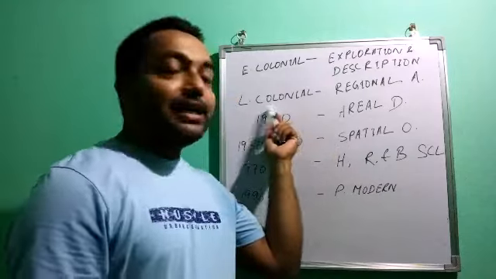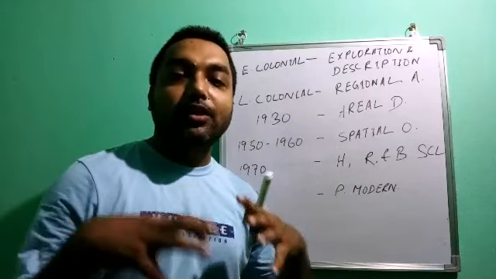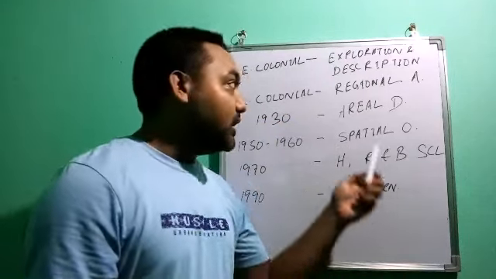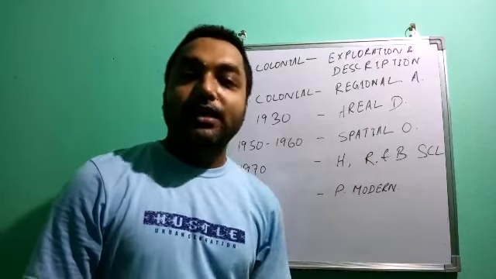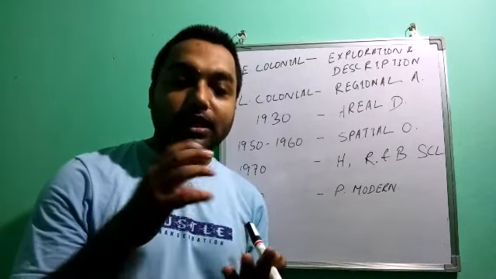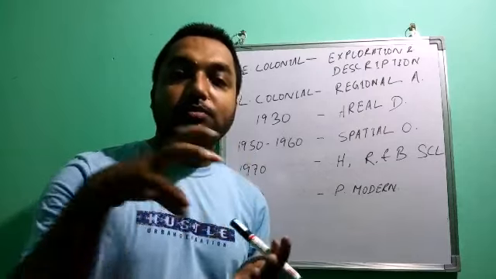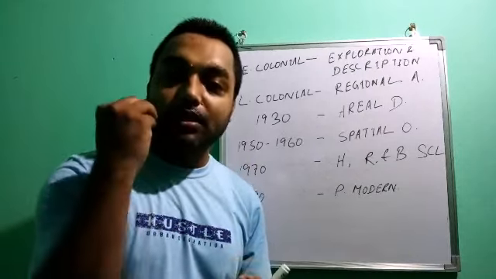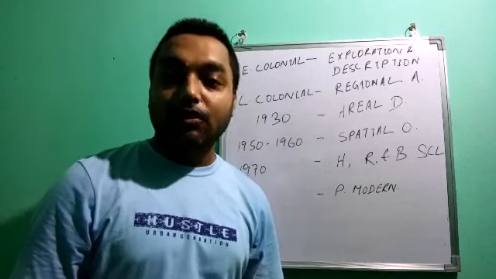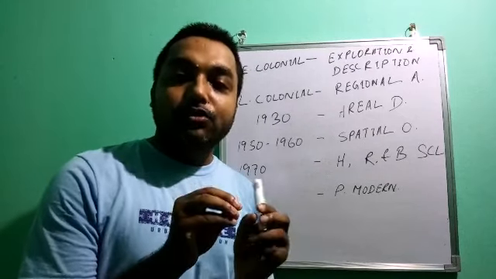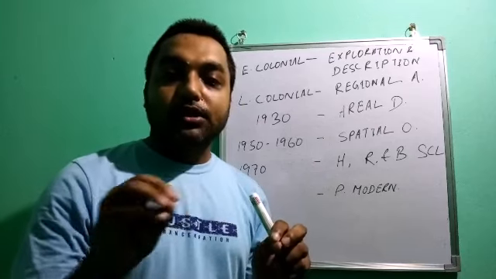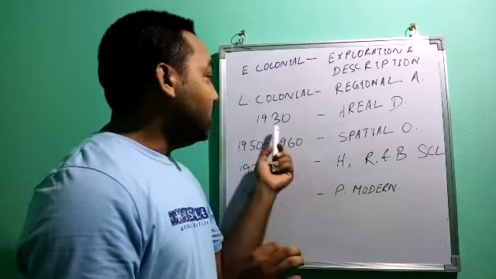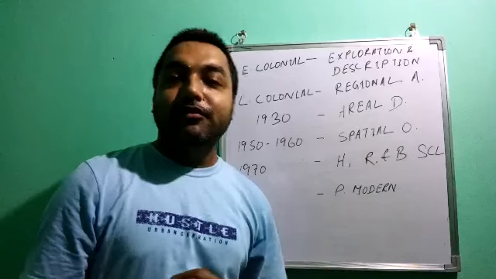So later on in the late colonial period, when they had established their colonization in different countries, they started regional analysis. They started making small regions. The whole country they used to divide into small regions. They studied each region very thoroughly, and compared everything from one region to the other region. Next, in the 1930s, areal differentiation started.